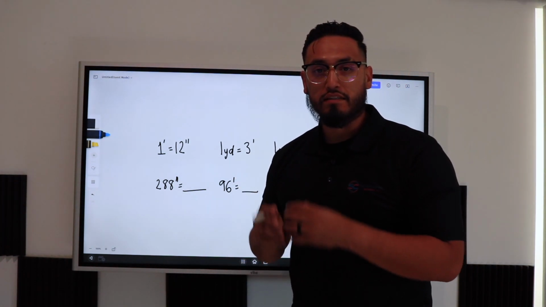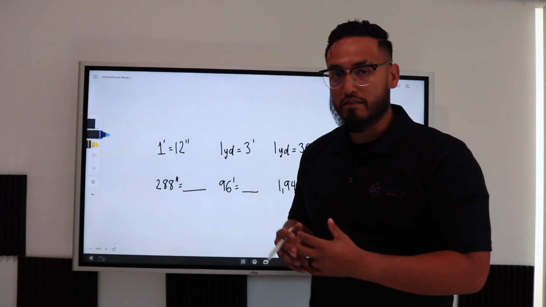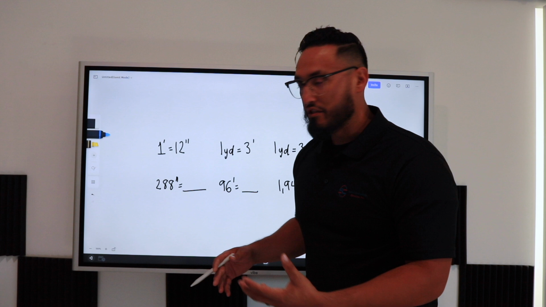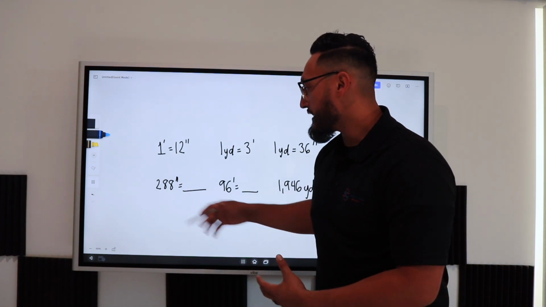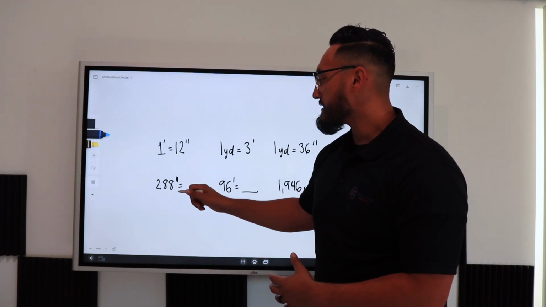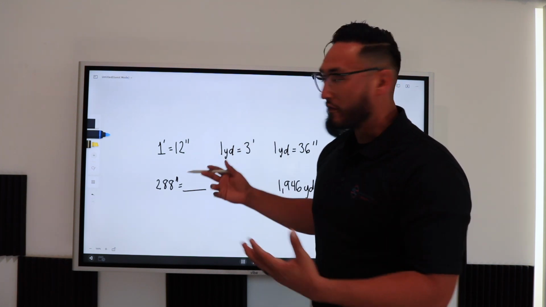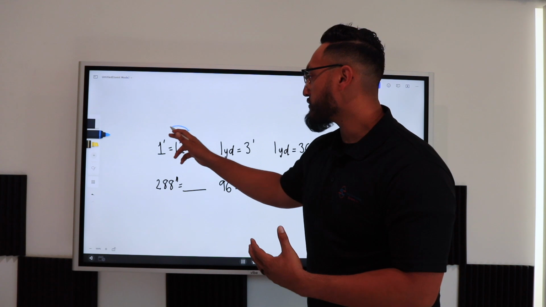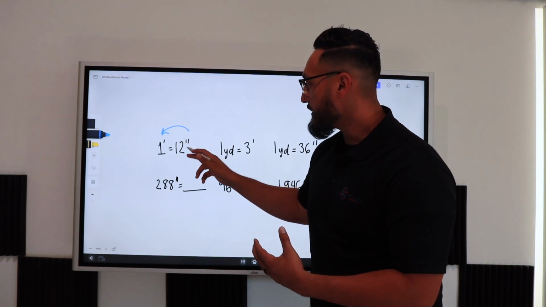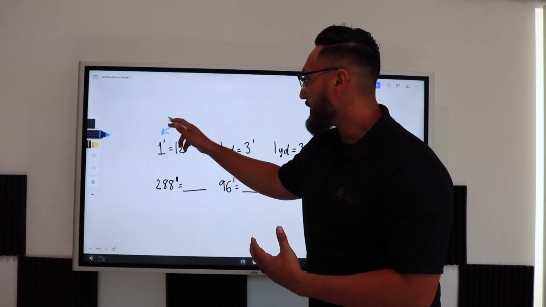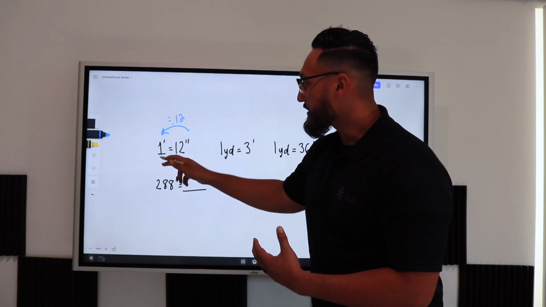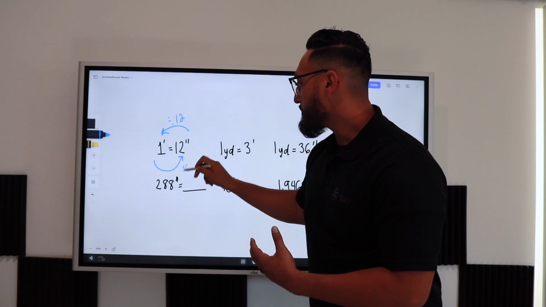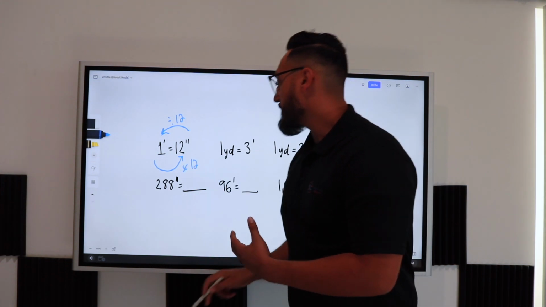Next, I'm going to teach you how to convert between these dimensions. For example, let's say you're given 288 inches. How do you convert those inches into feet? It's very simple. When you're converting from inches to feet, you divide by 12. When you're converting from feet to inches, you multiply by 12.